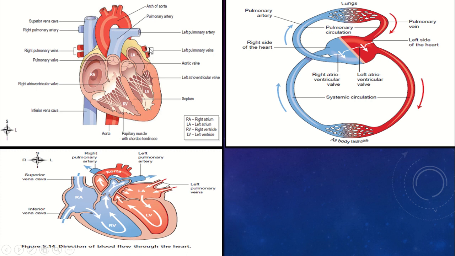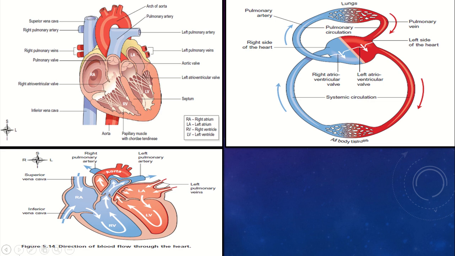From the lungs, all the oxygenated blood is carried into the left atrium through the left pulmonary veins and the right pulmonary veins, all four of which open into the left atrium. From the left atrium it moves on to the left ventricle through the bicuspid valve, and from the left ventricle through the aorta it is taken to all the parts of the body. If you're not able to understand it, you can watch my previous video on the anatomy and physiology of the heart.